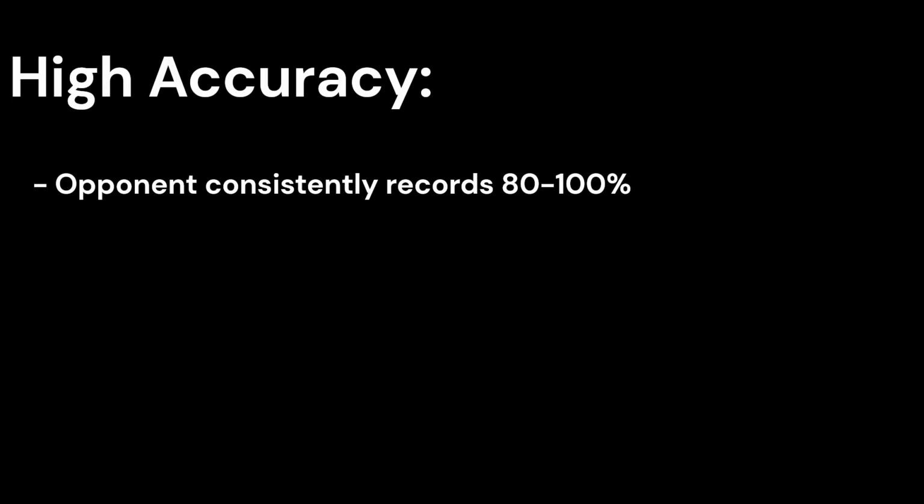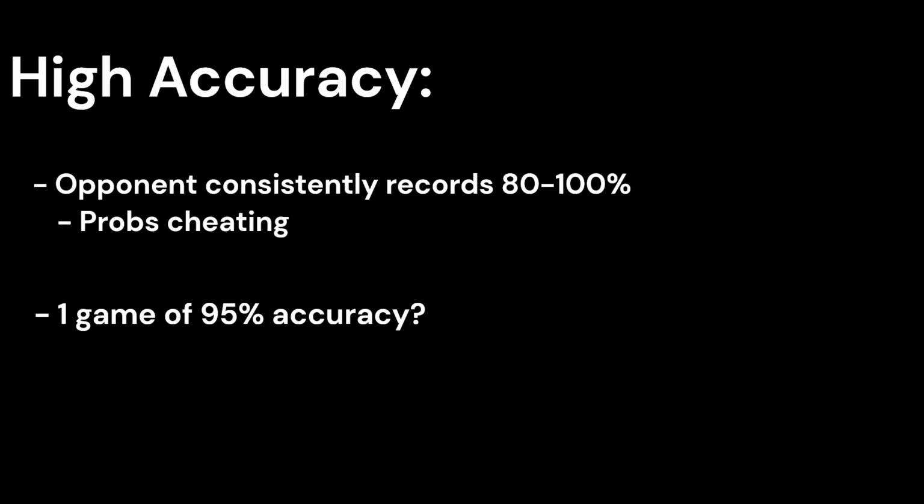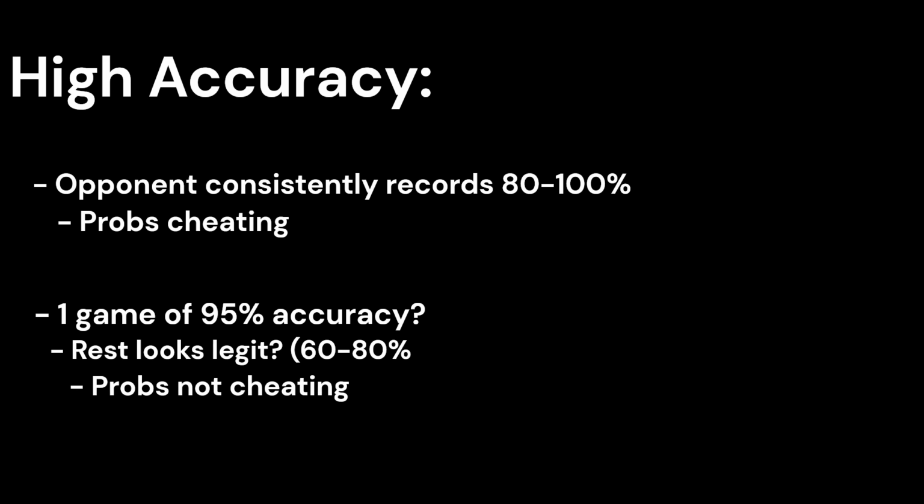High accuracy. The first one is simple, high accuracy. If your opponent consistently records games with accuracies of 80% or above, the likelihood is they're cheating. If your opponent plays one game where they get 95% accuracy, but the rest of their games are within a realistic band of 60 to 80% accuracy, the likelihood is the hyper-accurate game was just an outlier.